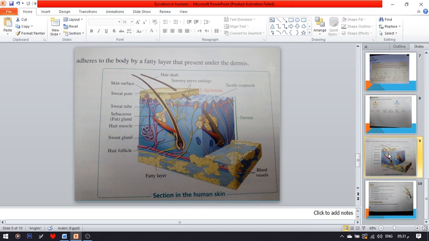White people, black, whatever. Okay, we've finished now the epidermis. Now we're going to start the dermis.